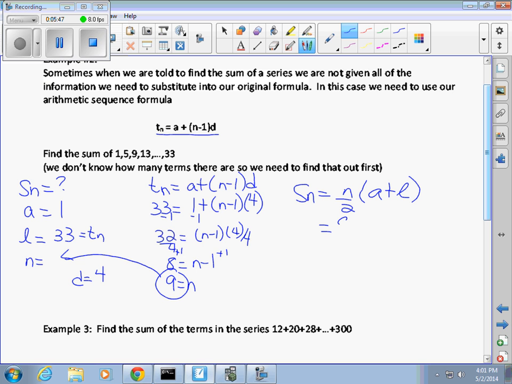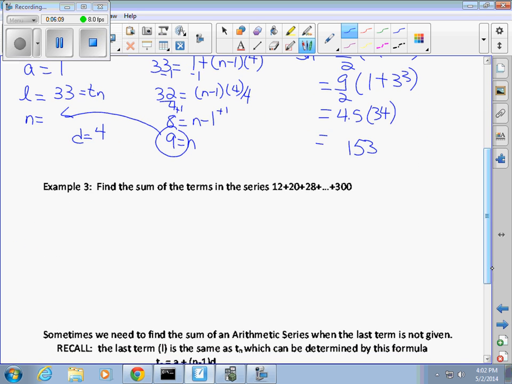So my n was 9 over 2, my first term was 1, my last term was 33. So I have 4.5 times 34, which is 153.